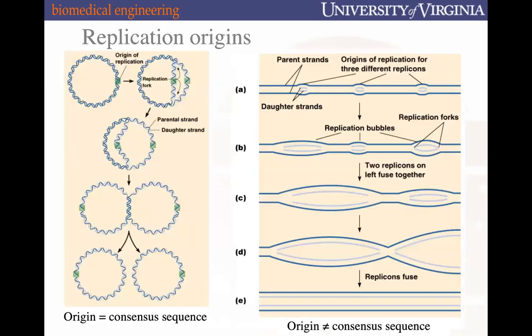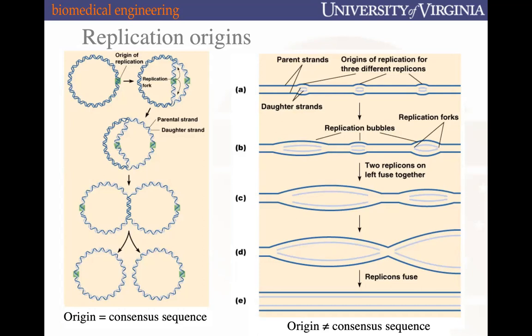So having both prokaryotic and mammalian replication side by side, you can appreciate how on the left, we have one single origin of replication, which is the consensus sequence. Whereas on the right, the origin is not a consensus sequence, but rather these different sites of replication origins. And this is important to note: we have the original DNA strand, we call that the parent strand.